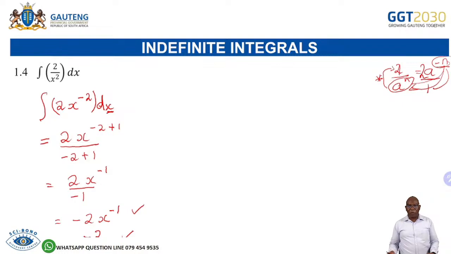You will still get full marks, unless it's stated that you need to write as a positive exponent, then you must stop there. You cannot stop here, you need to stop there. Because we're just reversing this rule that we have. We're reversing it back to this.